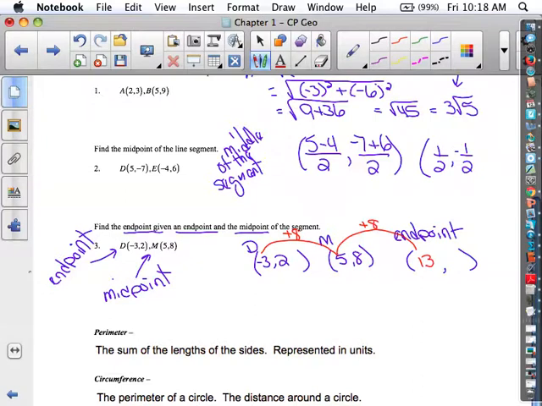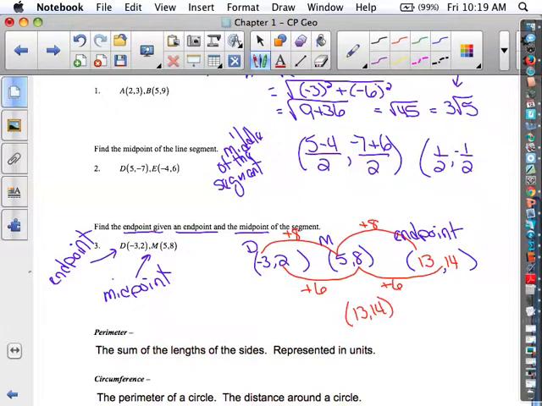Do the same thing for the y's. Look at how the y value changes from D to M. It changes by +6. Therefore, from M, the midpoint, to the other endpoint will change by 6 as well, making that ordered pair of that other endpoint 13, 14.